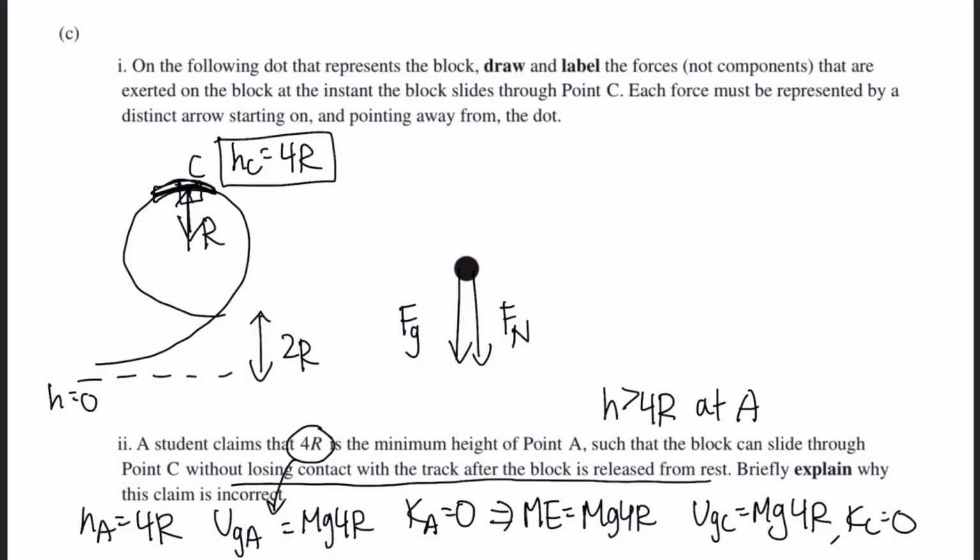The height will have to be greater than 4r at point A so that it doesn't lose contact and fall down at point C. So I hope that has made a little bit of sense to show how energy can be applied to problems and also helped a little bit with your AP Physics if you just so happen to be taking it. I hope you guys have enjoyed this video and learned something new. Stay tuned for more videos.